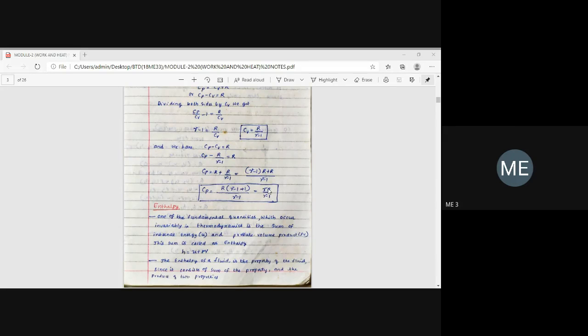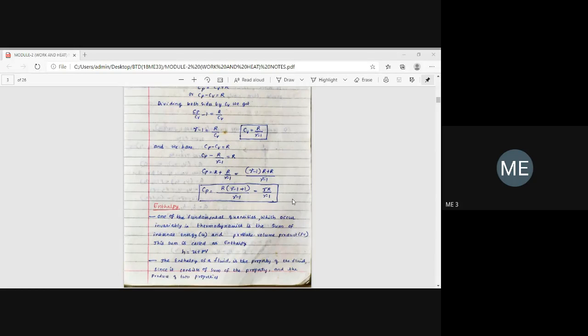I'll give certain things you should remember. One is gamma, Cp by Cv, which is 1.4. Second is R equals Cp minus Cv. And some constant values you should remember: Cp is 1.005 kilojoules per kg Kelvin and Cv is 0.718 kilojoules per kg Kelvin. These are the four things you should remember.